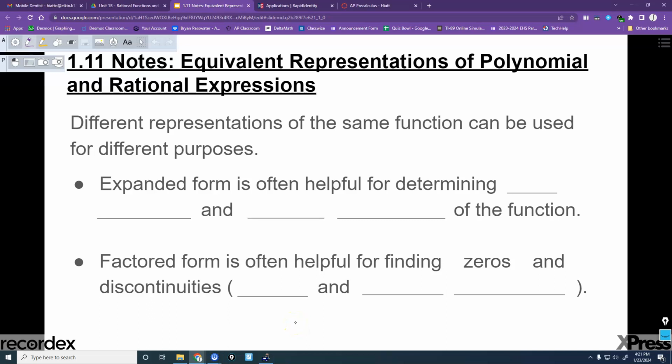So in this section, we will be looking at equivalent representations of polynomial and rational functions. Different representations can be useful for different things that we need to find. For example, your expanded form. This would be like if I've got f of x equals 3x to the third minus 6x squared plus 12x. It's all multiplied out. It's not factored. This is often helpful for determining the end behavior.